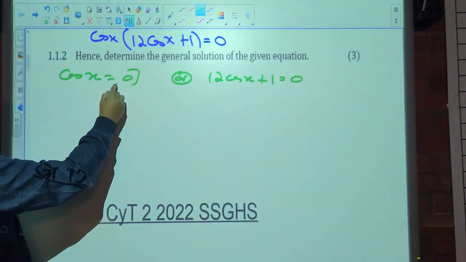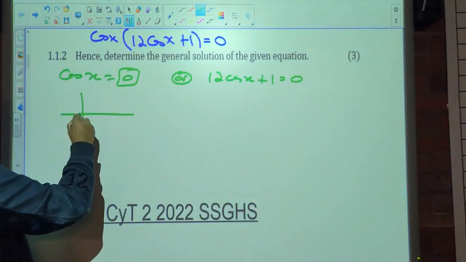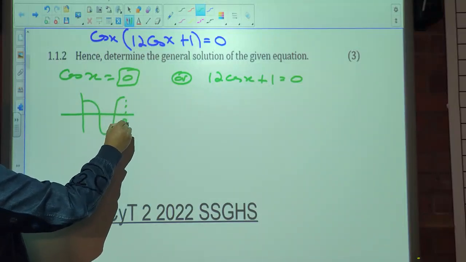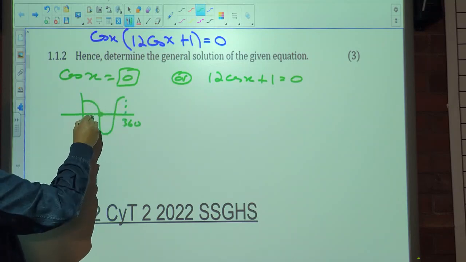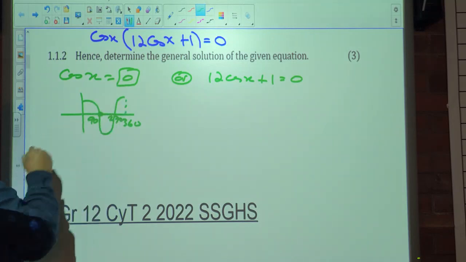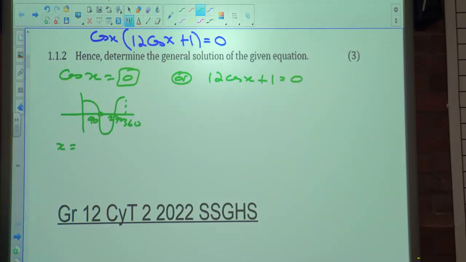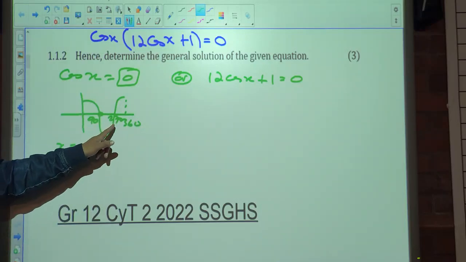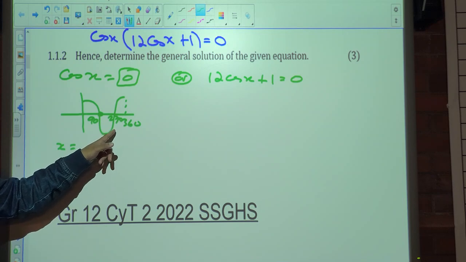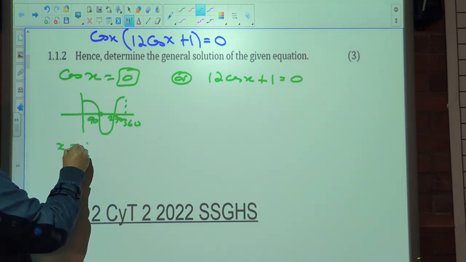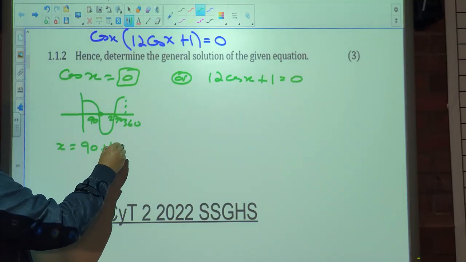So if this is 0, I take it to the graph. So that's what the cos graph looks like. Where is cos 0? At 90 and 270. So you can write it as x is equal to 90 plus k times 360, or x is equal to 270 plus k times 360. Or, since the solution repeats every 180 degrees, I can say 90 plus k times 180.